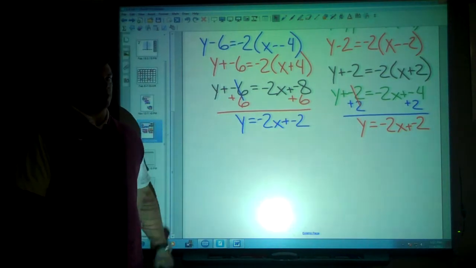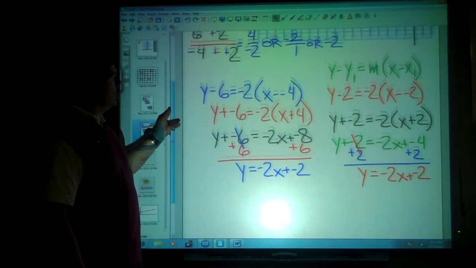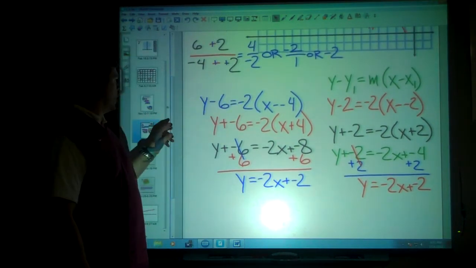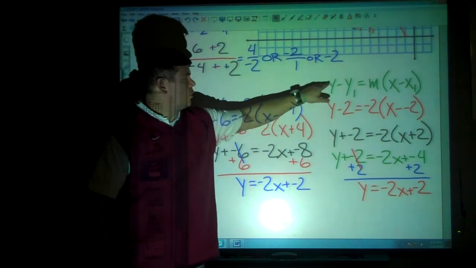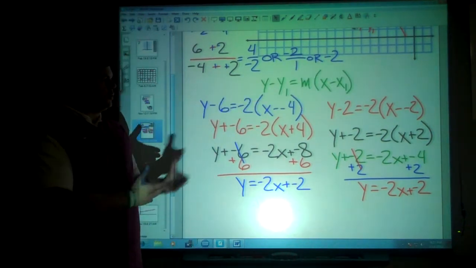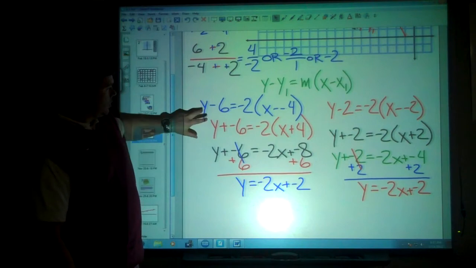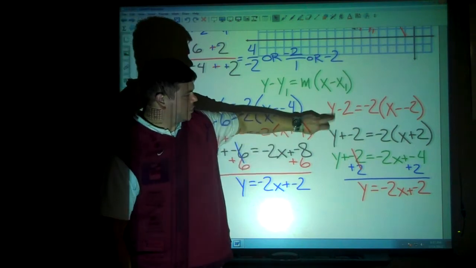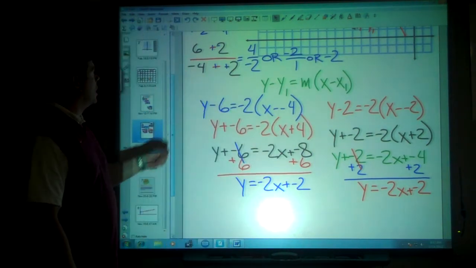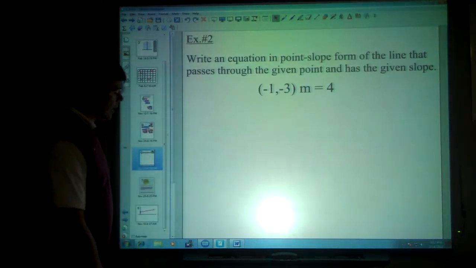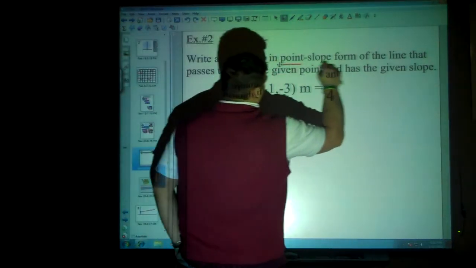Exactly the same equation. So even though we chose different coordinates to use in our point-slope form, this form right here, they still produce the exact same answer in the end. So either of these are good, either of these are good in point-slope form. All right, one more. Write an equation in point-slope form.